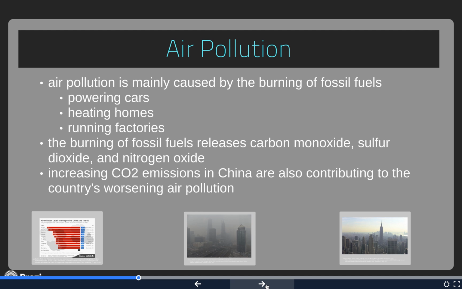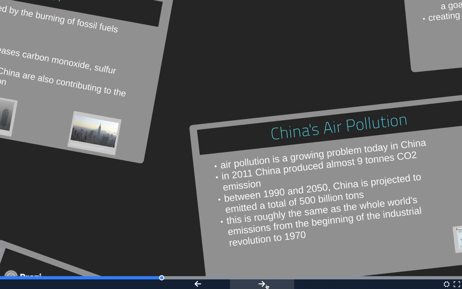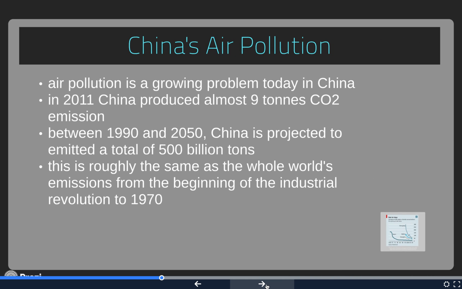Another factor that contributes to the rising air pollution problem in China is the increase of carbon monoxide emissions. Today in China, air pollution, along with other types of pollution, is a severe problem. In 2011, China produced almost 9 tons of CO2 emissions, which is a large amount for one country. In a period of just 60 years, China is projected to emit a total of 500 billion tons of carbon. This amount is comparable to the entire world's emissions during the Industrial Revolution.